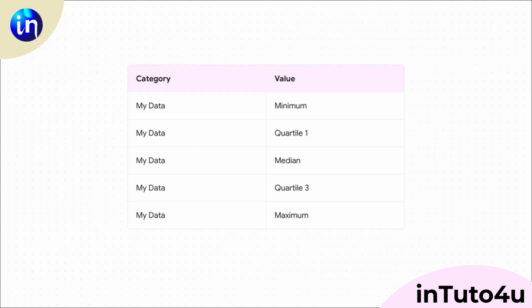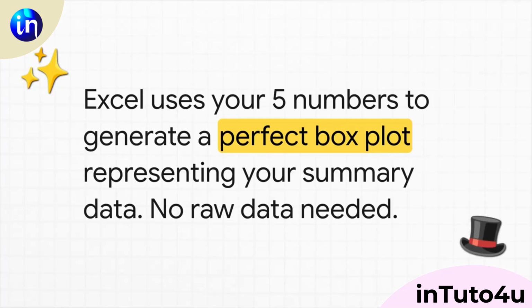You trick Excel. You basically create a tiny little dummy data set that has just 5 numbers in it. Your minimum value, your first quartile, your median, your third quartile, and your maximum value. That's it. And when you point Excel's box plot chart to this tiny 5-row table, it runs its calculations and poof, it generates a perfect box plot that exactly matches the summary statistics you already had. It's an amazing workaround when you don't have access to the original massive data set.